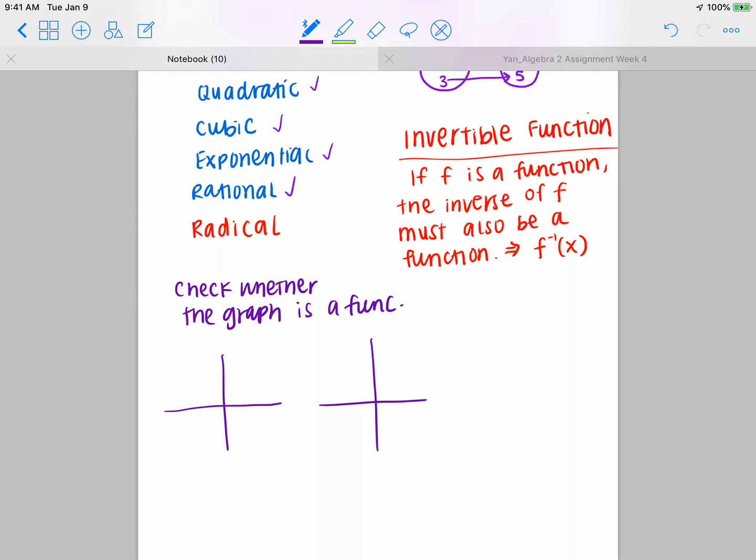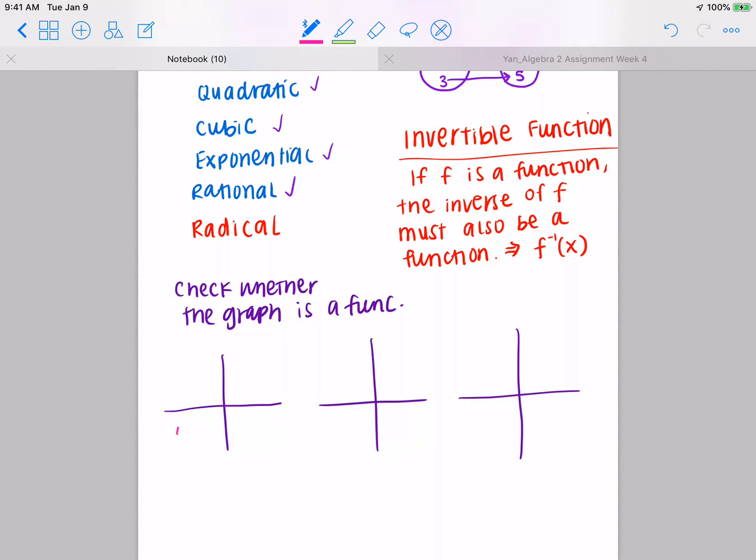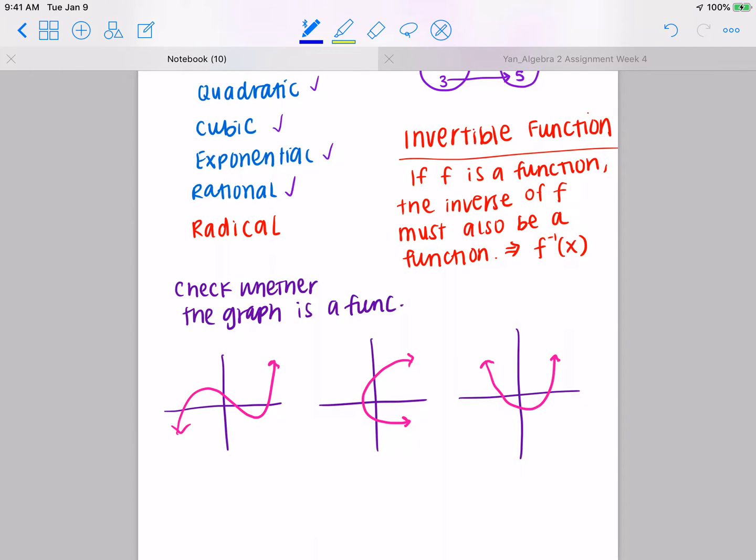Okay, so I'm going to show 3 graphs. Let's do one now. Let's look at the first one. In order for us to check, there's something really special called the vertical line test. The vertical line test is if you drop any vertical line down, you can only hit one point on your graph at a time.